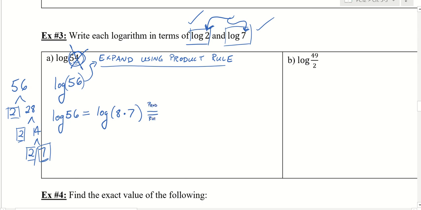I'm just trying to be explicit about what step I'm doing here, what logic I'm using. So via the product rule, if I have a logarithm of a product of factors, I can just write that as the sum of the logarithms of each factor.